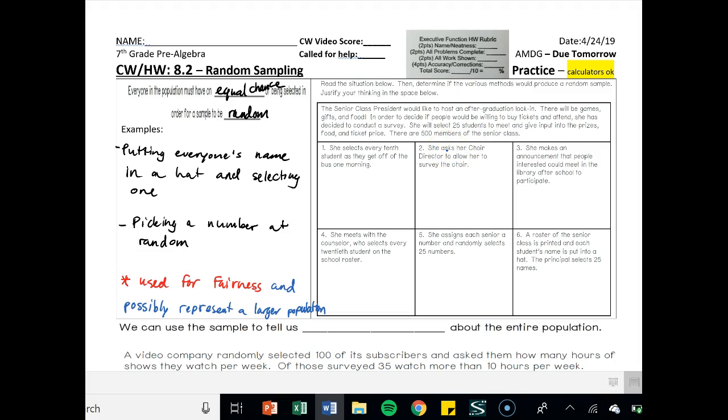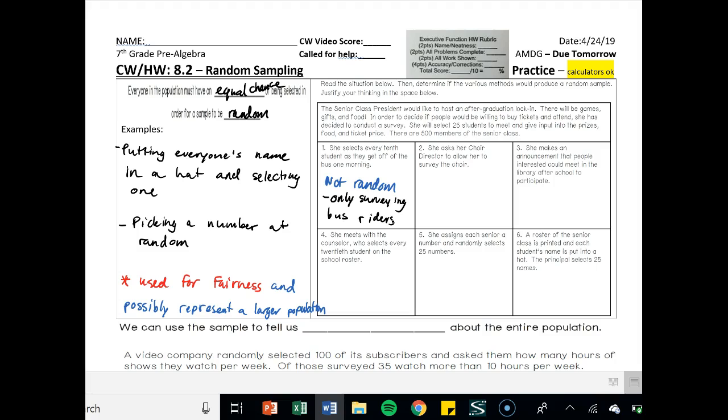All right. Method number 1. She selects every 10th student as they get off the bus one morning. Now think carefully. Is that random? No, it is not random. The reason why it's not random is that she's only surveying bus riders. So there could be people that walk. There could be people who get dropped off by their parents. What about their input, right?